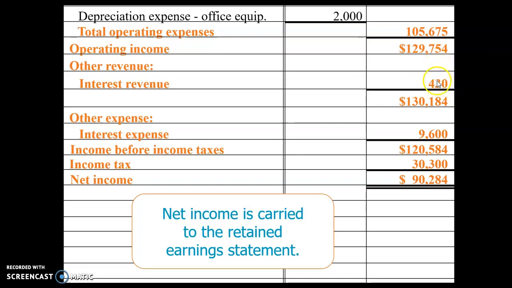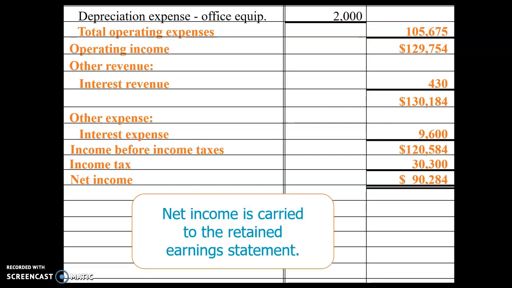We add any other revenues to our operating income. Then we have other expenses, and we had interest expense. So that's always an other expense, and we subtract any other expenses from our previous number, and we get 120,584. This is our net income before we subtract out any income tax.